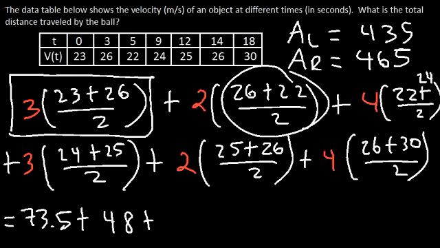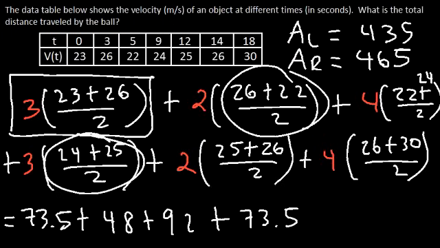The average of 22 and 24 is 23. 23 times 4 is 92. The average of 24 and 25, the midpoint, is 24.5, times 3, that's 73.5. And the midpoint of 25 and 26 is 25.5 times 2, which is 51. The midpoint of 26 and 30 is 28 times 4. That's 112.